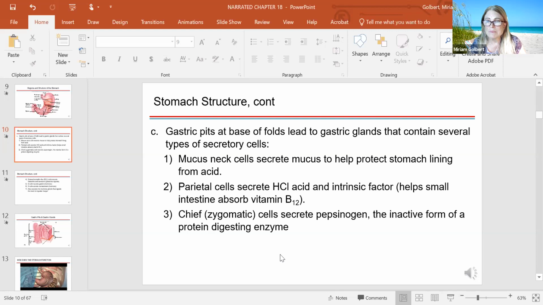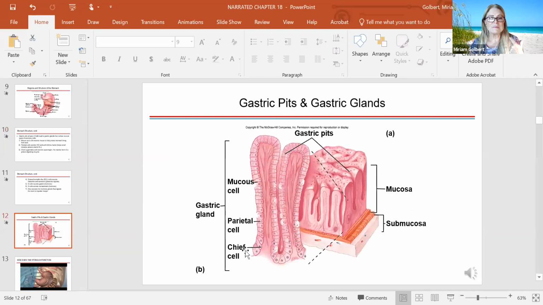Remember, intrinsic factor helps us absorb vitamin B12, which is necessary to make red blood cells. So if you don't have intrinsic factor, which is a little protein or part of the protein, we have pernicious anemia, right? And then the chief cells secrete pepsinogen. So pepsinogen is the inactive form of pepsin. So when the parietal cells secrete the hydrochloric acid, they're going to change pepsinogen that comes from the chief cells into pepsin. So this is the first enzyme that is going to start the first digestion of proteins.